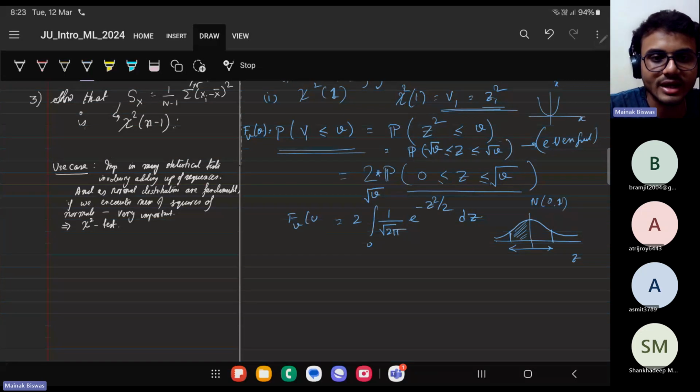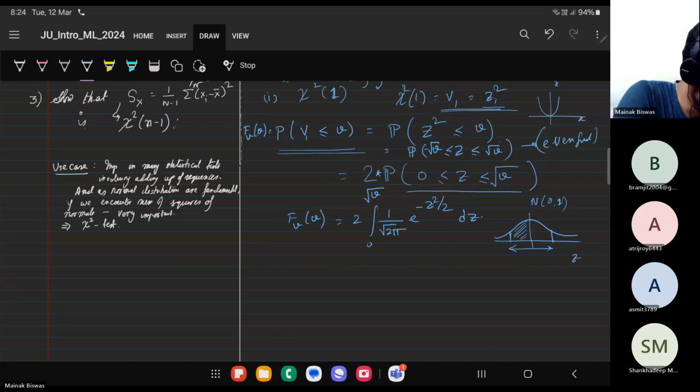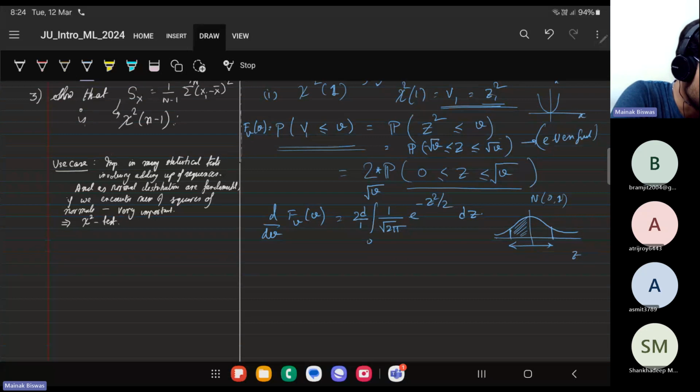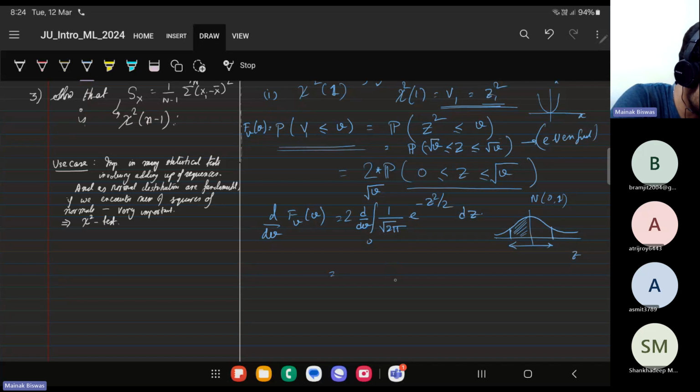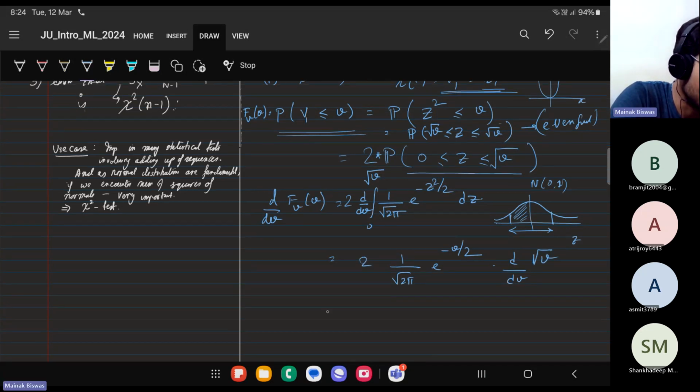Now I've told you to find the PDF. How will you find the PDF from this CDF, the density function? You can differentiate. So you'll differentiate both sides with respect to V. On the right hand side, I'll use the Newton-Leibniz formula. What will I get? 1 by root 2 pi e to the power of minus V by 2 into d/dV of root V. Correct? By chain rule.